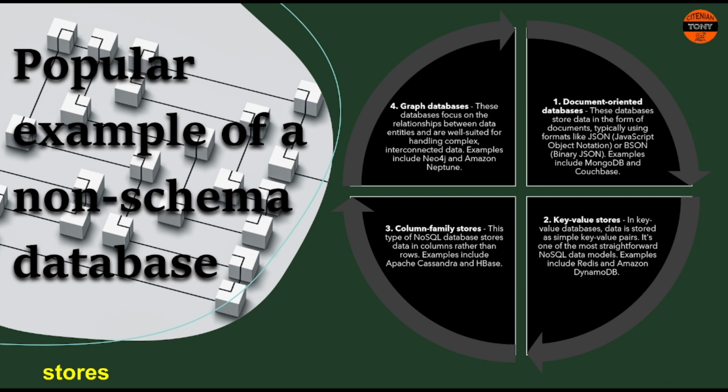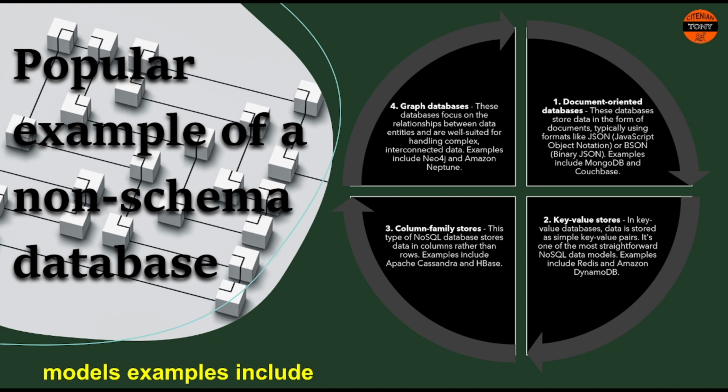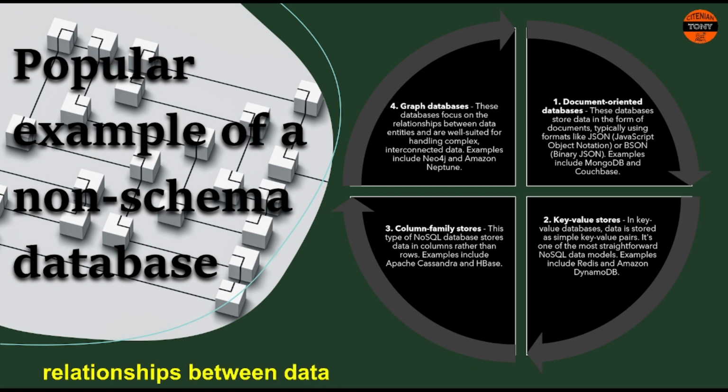2. Key-value stores. In key-value databases, data is stored as simple key-value pairs. It's one of the most straightforward NoSQL data models. Examples include Redis and Amazon DynamoDB. 3. Column family stores. This type of NoSQL database stores data in columns rather than rows. Examples include Apache Cassandra and HBase. 4. Graph databases. These databases focus on the relationships between data entities and are well suited for handling complex, interconnected data. Examples include Neo4j and Amazon Neptune.